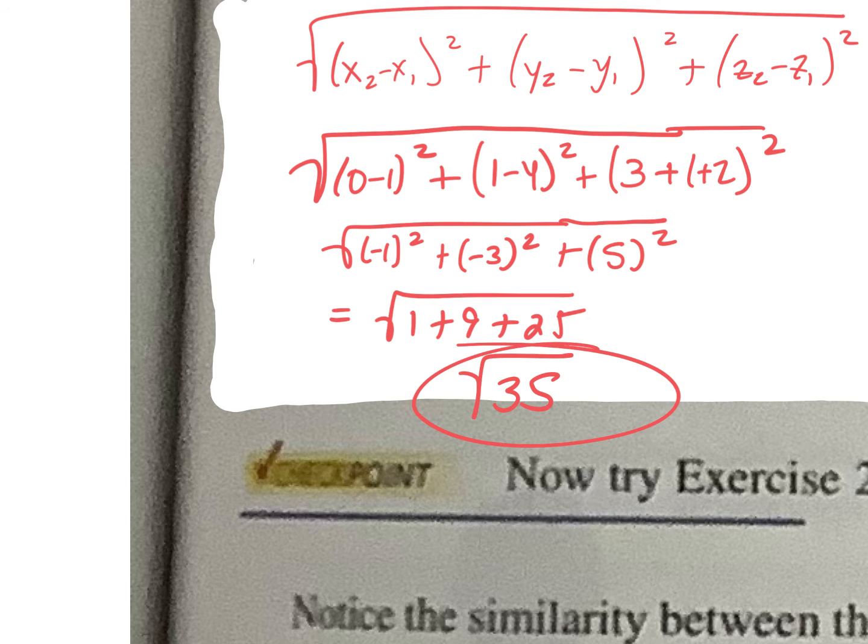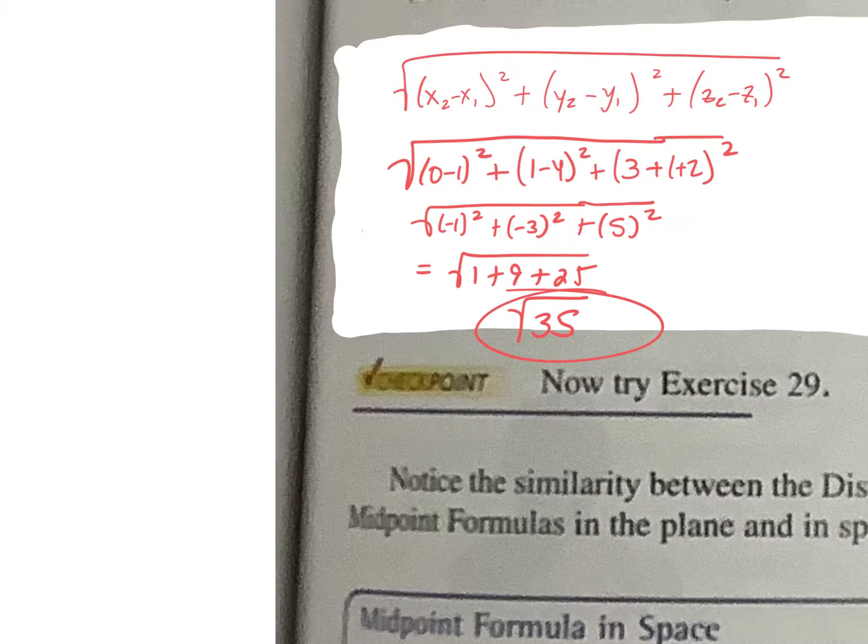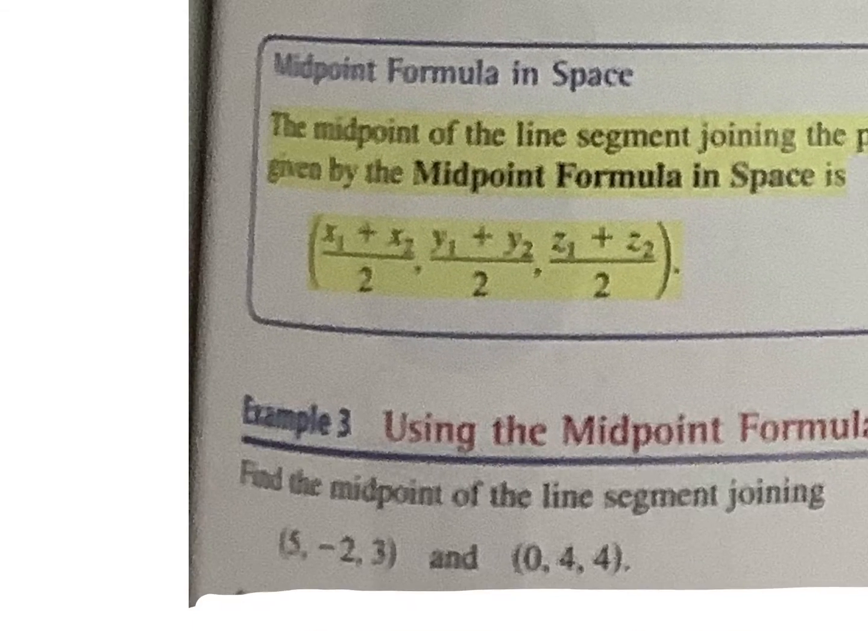So on your quiz, when you guys have your quiz next week, you'll be given points and asked to find the distance. Same thing, you're going to find the midpoint. We're going to find the equation of a sphere by completing the square. It's everything we've already done. We're just adding an extra variable. And then 10.2 is vectors, which we've already done.